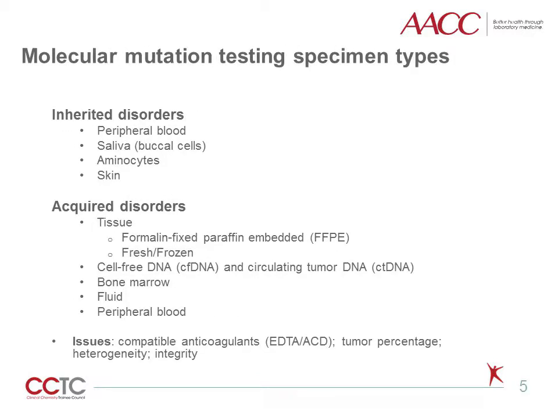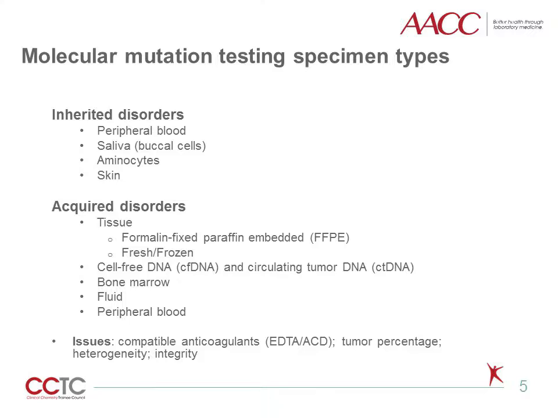The input specimen types for targeted mutation testing differ between different disorders. For inherited disorders, DNA extracted from peripheral blood, saliva, amniocytes, and skin are commonly used. For acquired disorders, formalin-fixed paraffin-embedded tissue, FFPE, and fresh frozen tissue are commonly used for solid tumor malignancies. However, other specimen types such as cell-free DNA, circulating tumor DNA, bone marrow, fluids, and peripheral blood are also used.